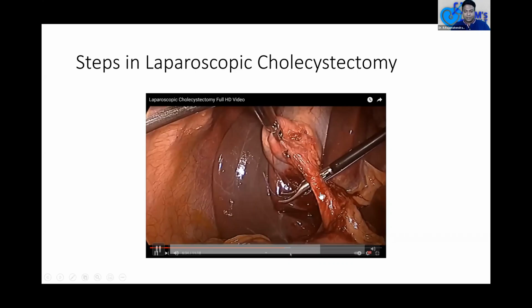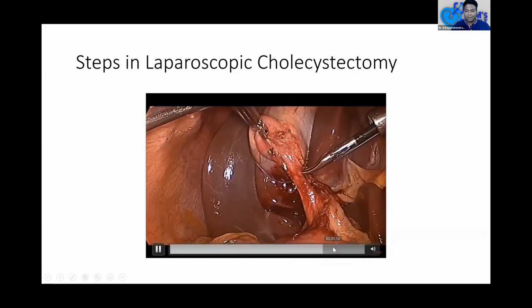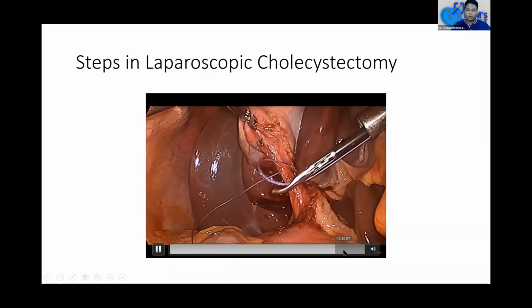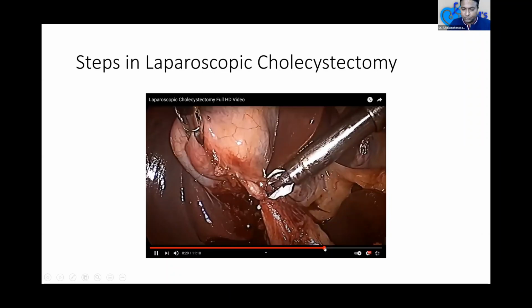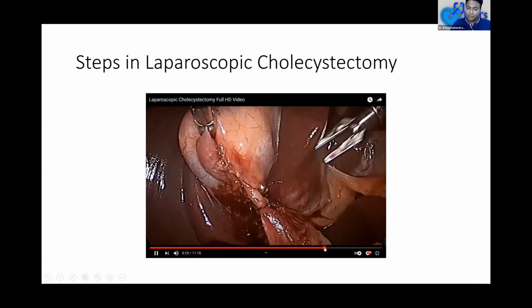We can put a knot with the material, or we can put a cystic duct clip. Nowadays we mostly use clips. We don't put knots like this in practice. Mostly we use clips. So, Lord Ganesha sign, please don't forget the anatomy.